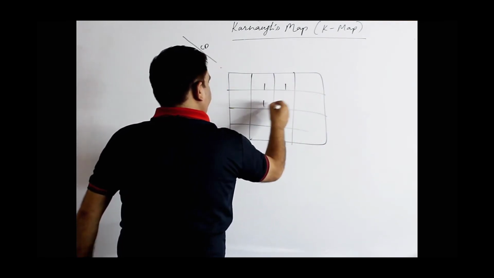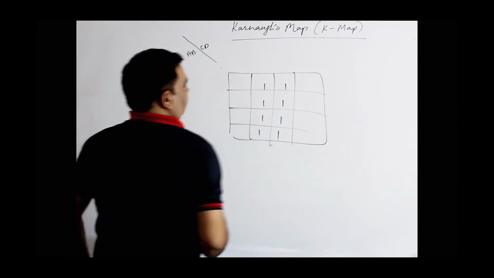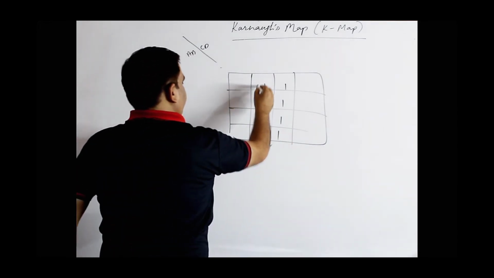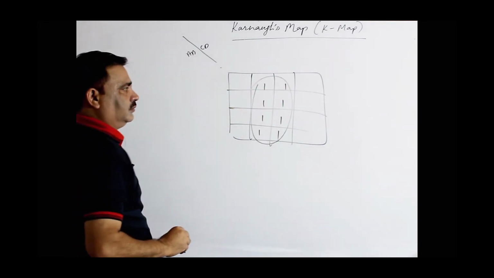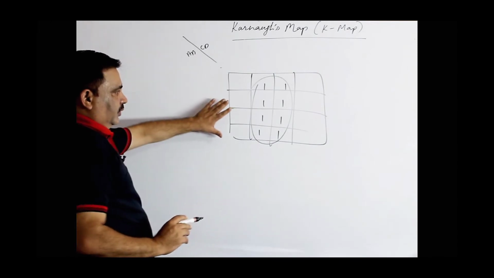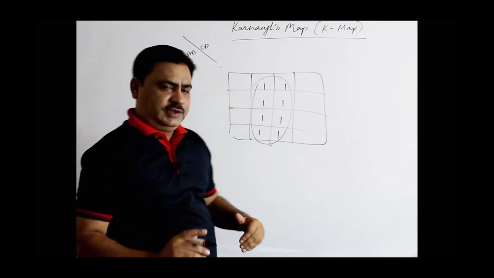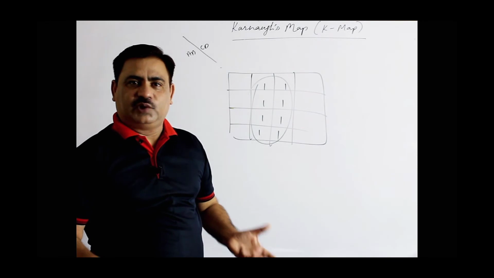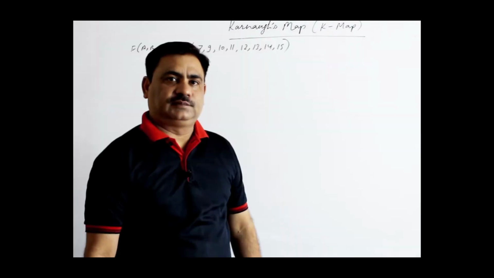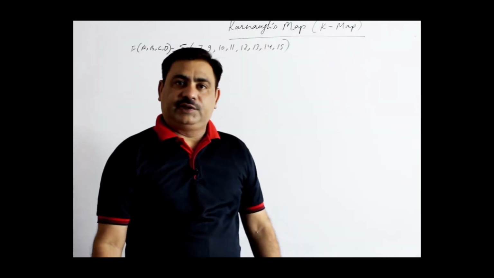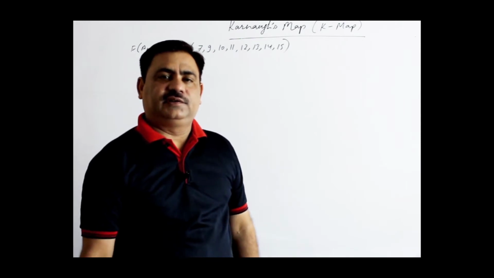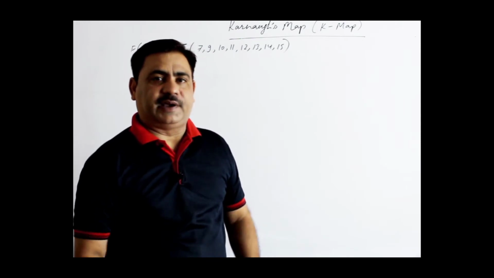If it is 1 1 1 1 1 1 1 1, this is the octet. Okay, now let us solve some Boolean expression using K-map. Let us continue with some more Boolean expression which we have to solve using K-map.